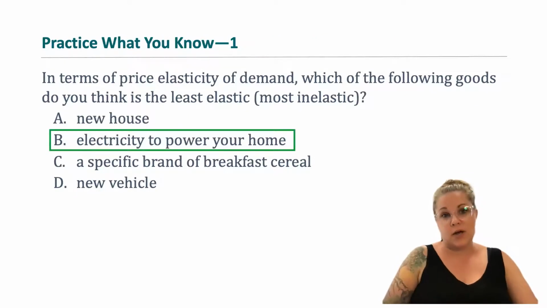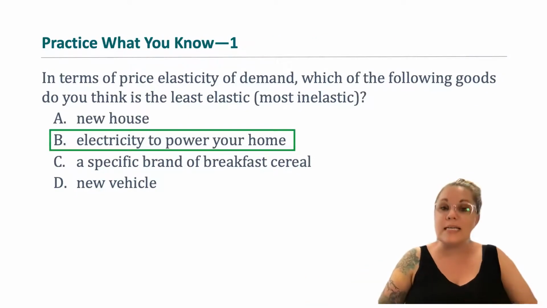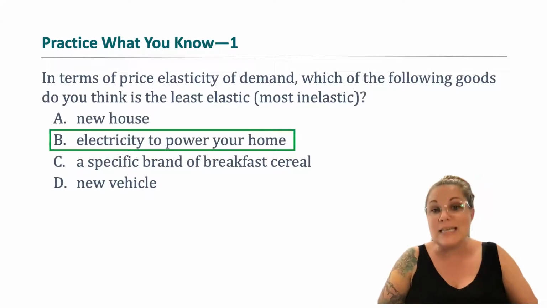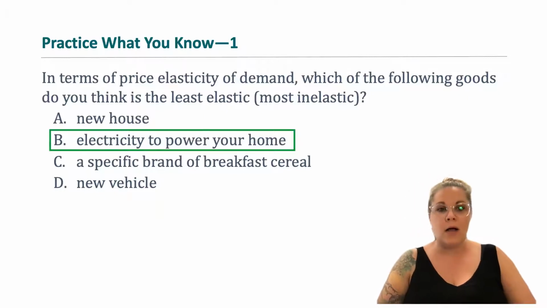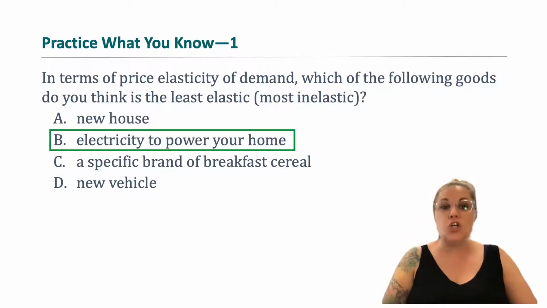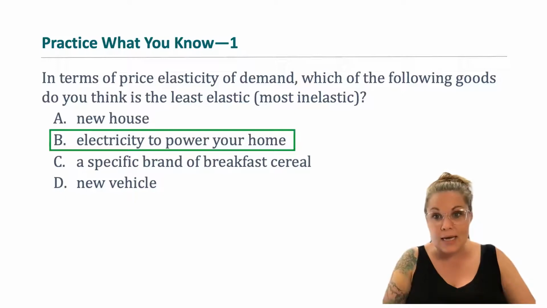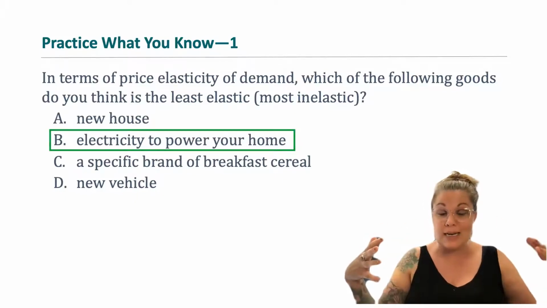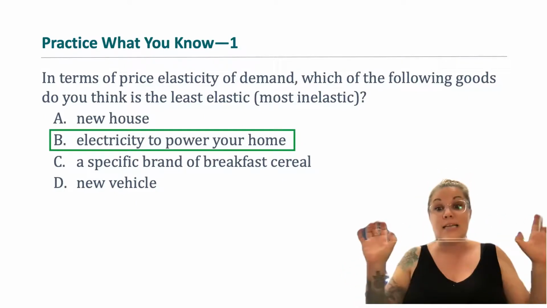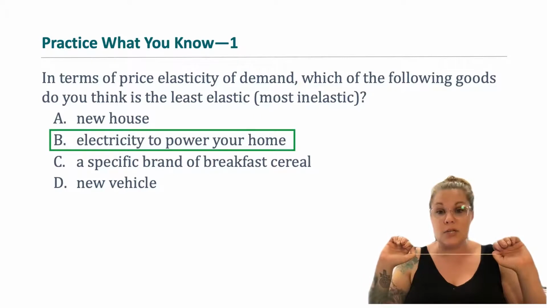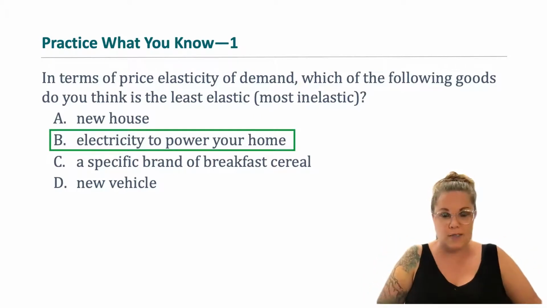So let's practice what we know. In terms of price elasticity of demand, which of the following goods is probably the least elastic or most inelastic? Well, let's think about these things. A new house is a big ticket purchase, right? That's going to take up a large portion of my income. So we know that things that take up a huge portion of our budget tend to be very elastic. We're sensitive to those. So it's not going to be the new house.